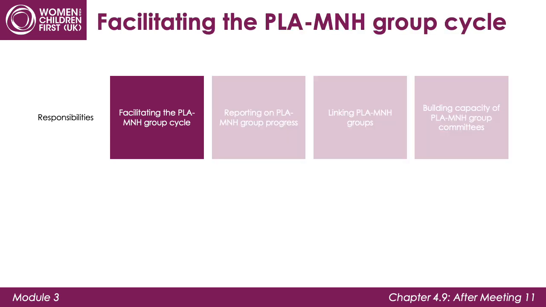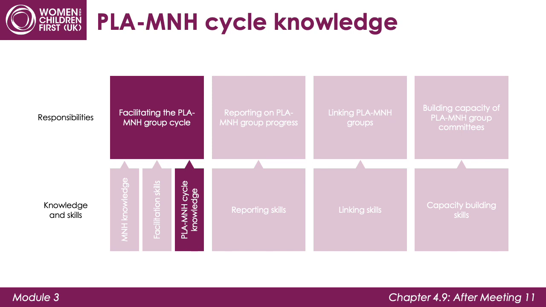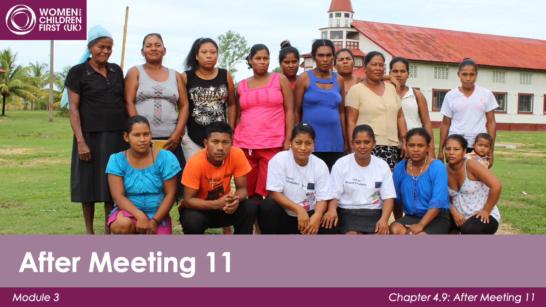In Chapter 4.9, we are concerned specifically with building the capacities in relation to the first responsibility, facilitating the PLA-MNH group action cycle. There are 3 knowledge and skill areas that are critical for PLA-MNH group facilitators to deliver this responsibility effectively. They need maternal and newborn health knowledge, facilitation skills, and knowledge of the PLA-MNH group action cycle. In Chapter 4.9, we will specifically explore knowledge in relation to the PLA-MNH group action cycle. So let's look now at the role of the facilitator after meeting 11.